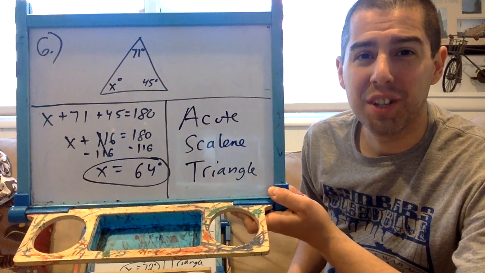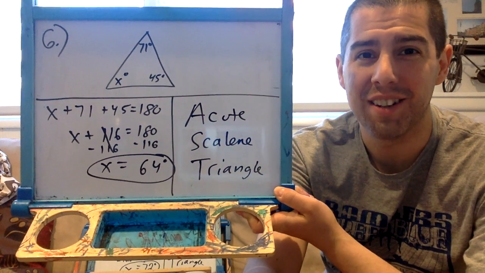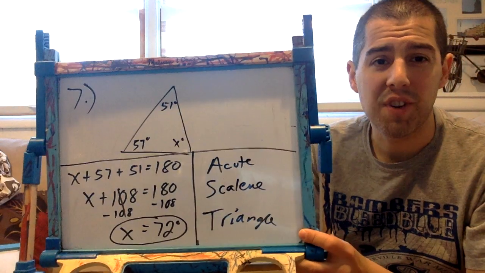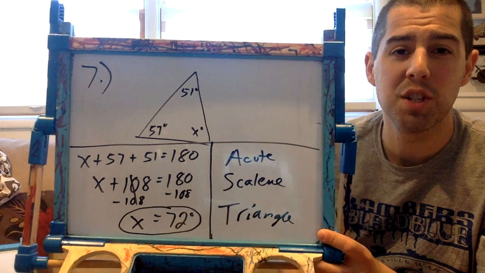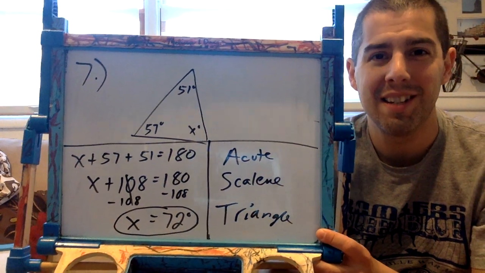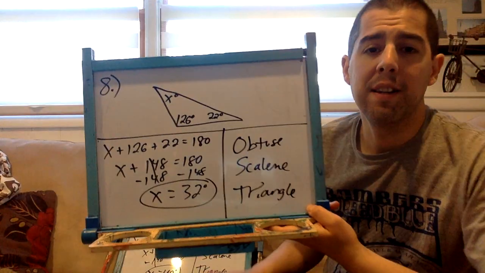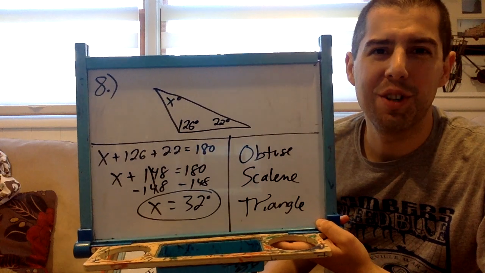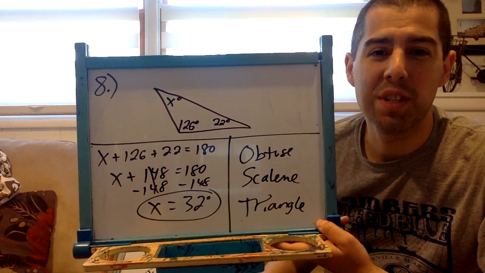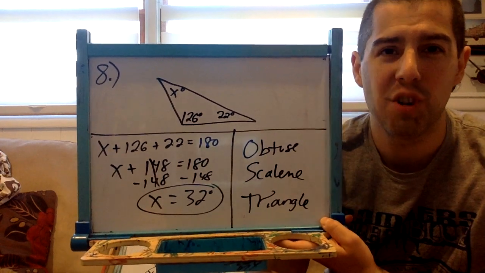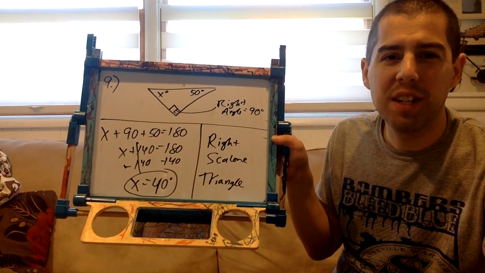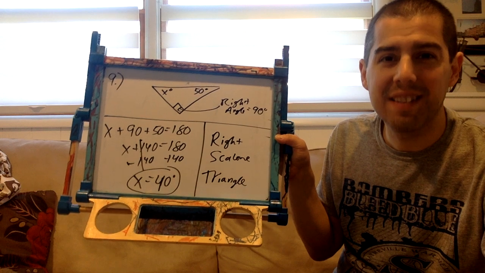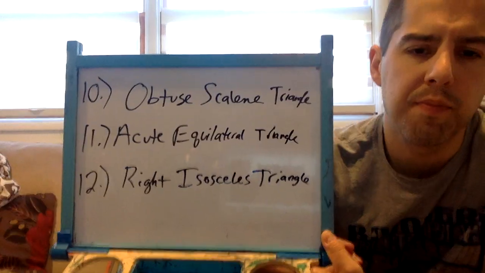This was an acute scalene triangle. Number seven was very similar to number six. The missing angle was 72 degrees, and this was also an acute scalene triangle. Number eight, x equals 32 degrees. This was an obtuse scalene triangle. Number nine, x equals 40 degrees. This was a right scalene triangle.